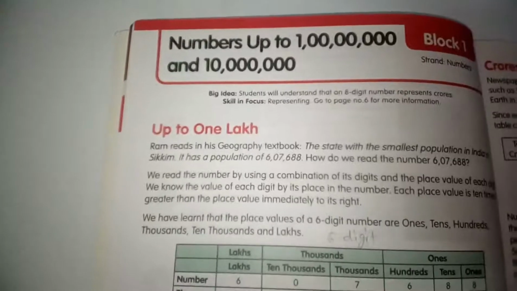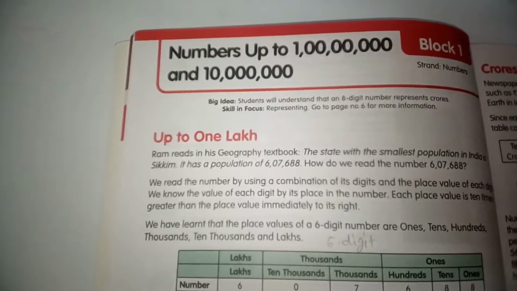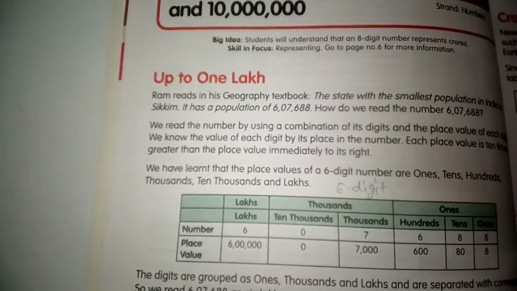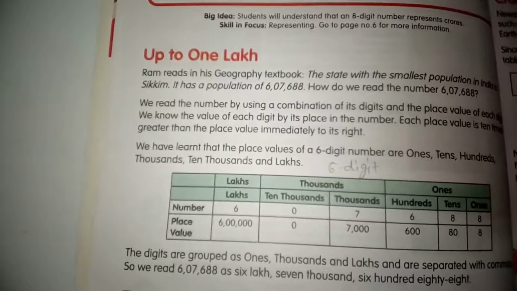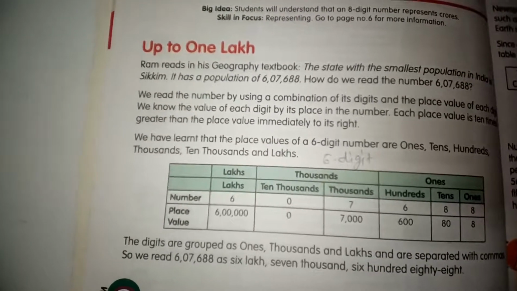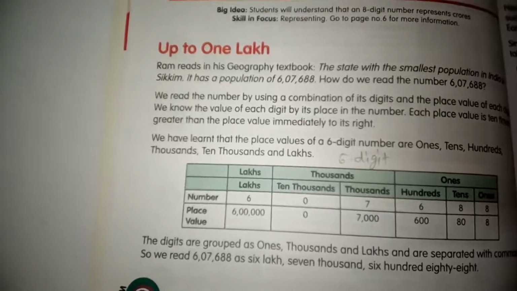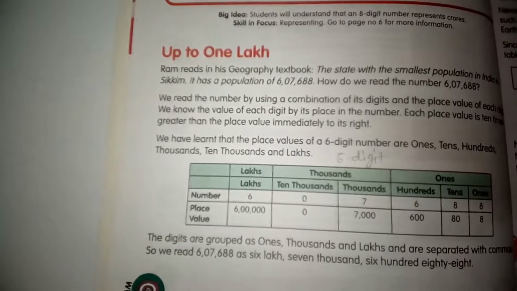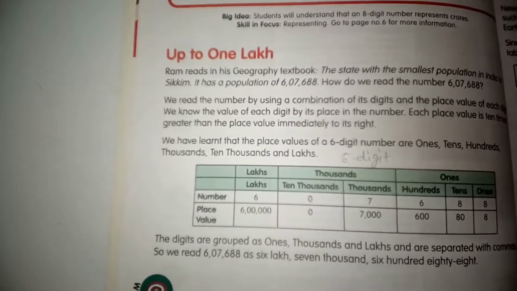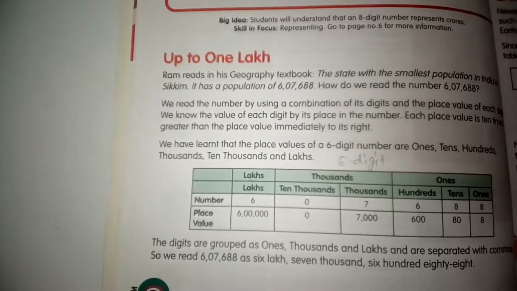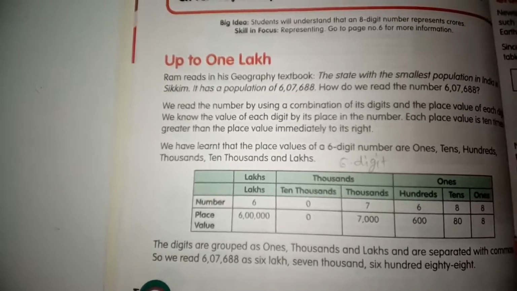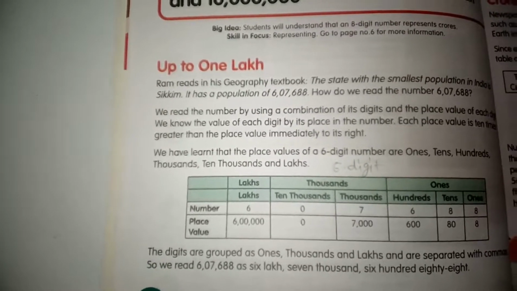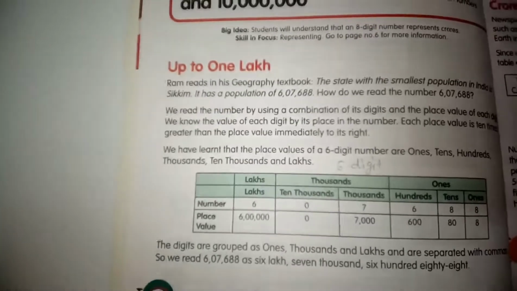Numbers up to 1 crore and 10 crore. See in your textbook of maths, page number 10. On page number 10 the table is given. It shows place value. See, we have learned that the place values of a 6-digit number are ones, tens, hundreds, thousand, 10,000 and lakhs. After that 10 lakhs, crore and 10 crore. So today we are going to learn the place value of the numbers. Okay, start your exercise on page number 10.